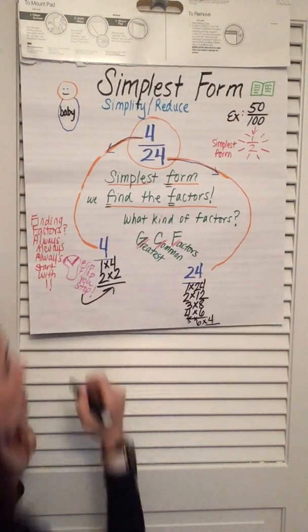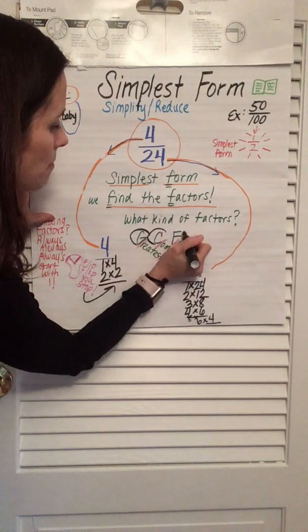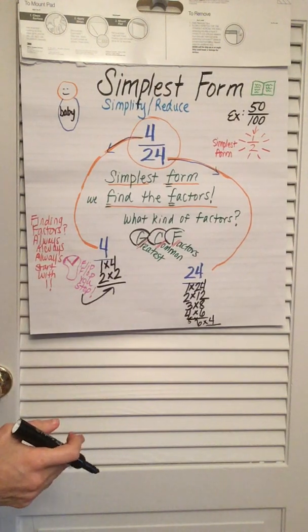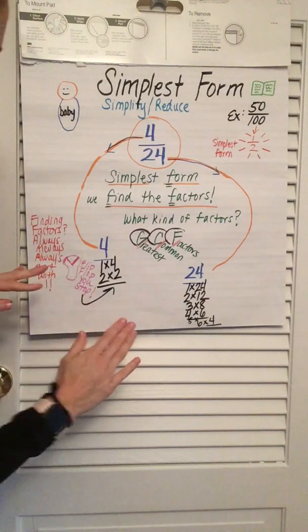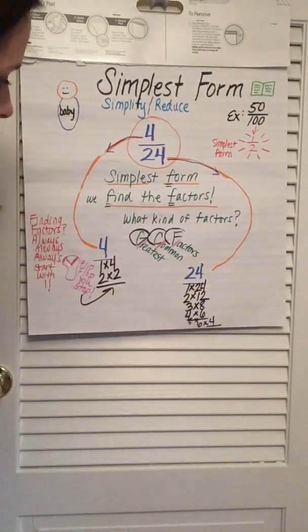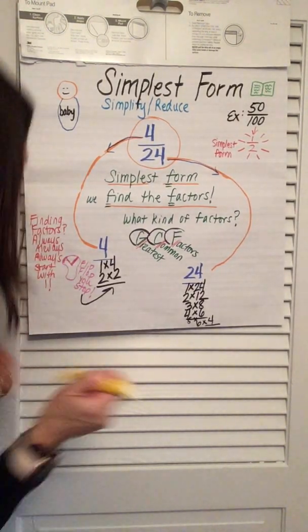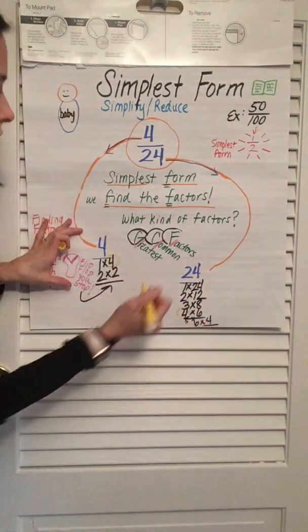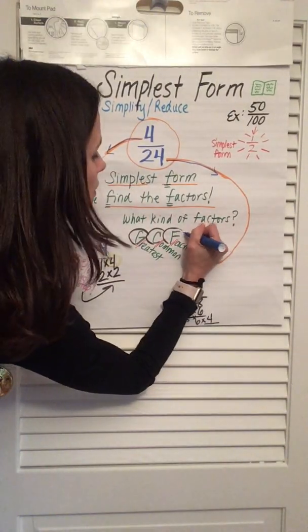Okay, so simplest form, we find the factors. What kind of factors? Greatest common factors. What's the biggest factor they both have? Okay, don't rush this part. You really got to be like a math detective and look carefully. Like 24 is a big factor. Oh, but they both don't have it. Hey, wait a minute. I found it. They both have a 4 as a factor. That's the biggest one they both share. So my greatest common factor is a 4.